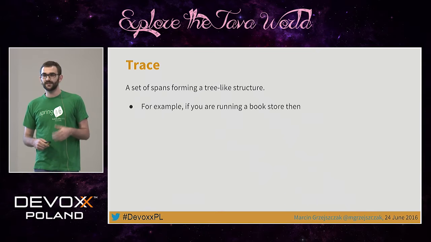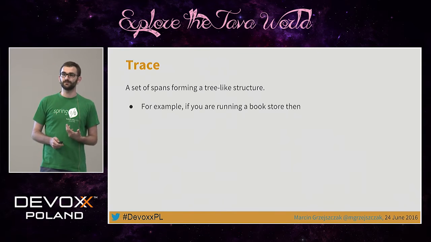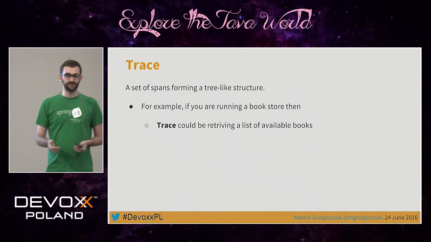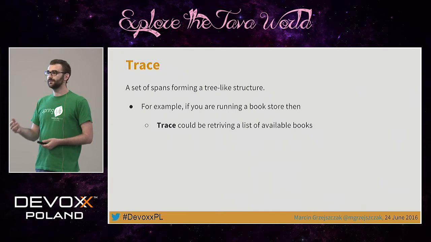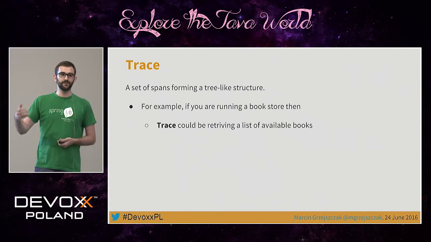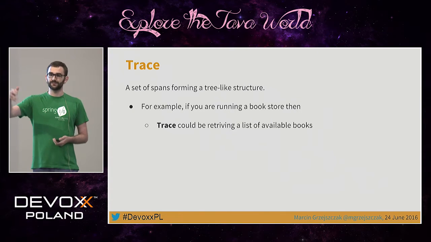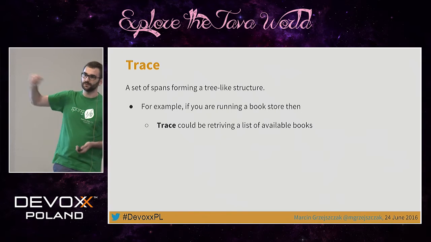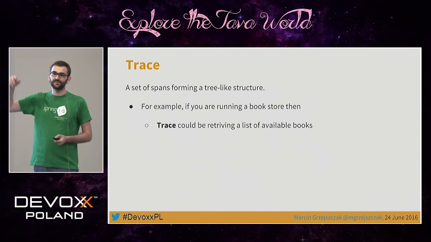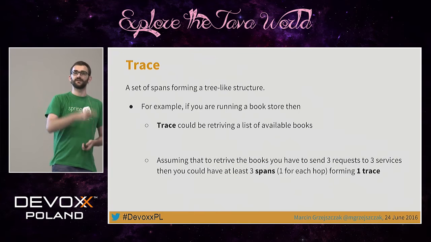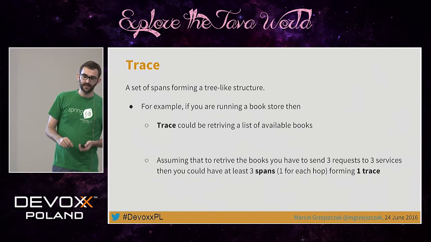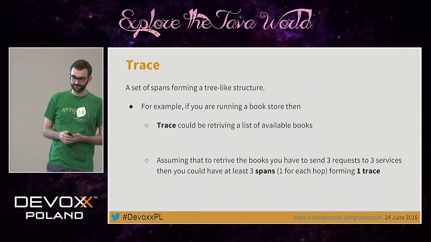So let's say that we have a bookstore, right? And one of the things that we can do in a bookstore is retrieve a list of available books. Let us assume that in order to retrieve the list of available books, we have to send 3 requests. So you send the first one, then you have 3 hops. Each of those hops will be a new span, whereas altogether they form one trace, right? So a hop equals a span, as a simplification. And a trace is the set of hops.